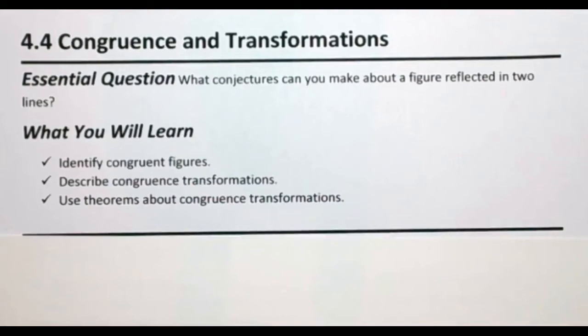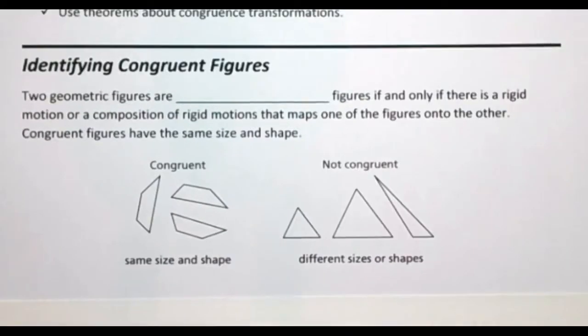All right, this is 4.4, Congruence and Transformations. Essential question: what conjectures can you make about a figure reflected in two lines? What you will learn is how to identify congruent figures, describe congruence transformations, and how to use theorems about congruence transformations.